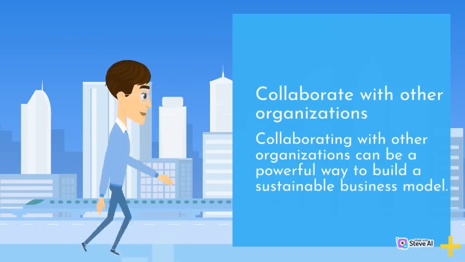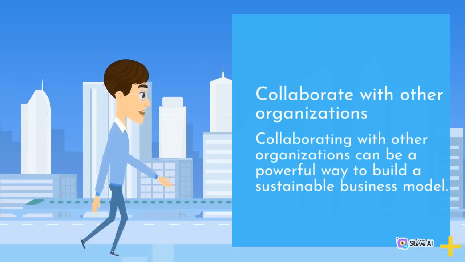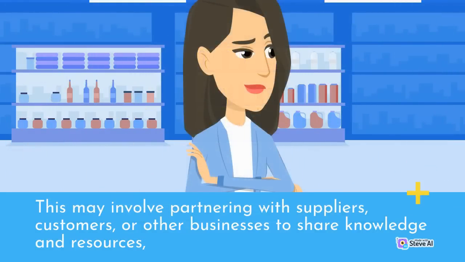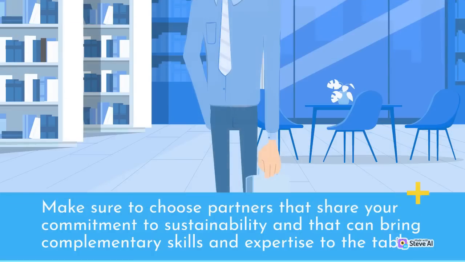Collaborate with other organizations. Collaborating with other organizations can be a powerful way to build a sustainable business model. This may involve partnering with suppliers, customers, or other businesses to share knowledge and resources, or working with nonprofit organizations or government agencies to address sustainability challenges. Make sure to choose partners that share your commitment to sustainability and that can bring complementary skills and expertise to the table.